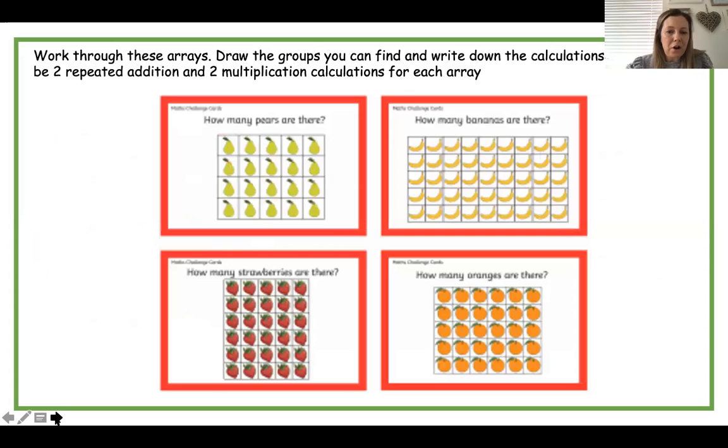And then when we move on, I've also got some pictures of arrays here. So if you're able to print this out, you could stick it into your book and then see if you can write the 2 repeated additions and the 2 multiplications. If you haven't got that, you could just look at them and maybe number them. So the pairs one is number 1. Then you could write the repeated addition number sentences that you can see, and the 2 multiplication calculations as well.